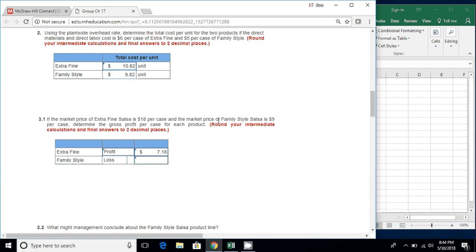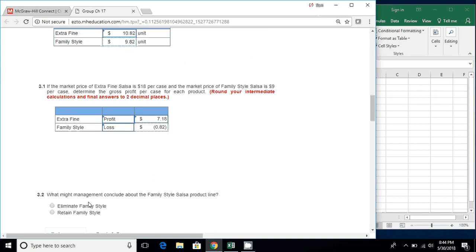right? Because it costs us 9.82, but they're telling us that we can only sell it for 9. So that's going to be a loss of 82 cents. I'm going to put a negative in there just for illustration. It doesn't say do it, but it certainly won't hurt. I think check my work will certainly still work. So we're going to make money on extra fine. We're going to lose money on family style if we use the plant-wide rate.